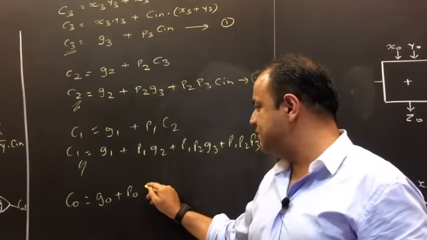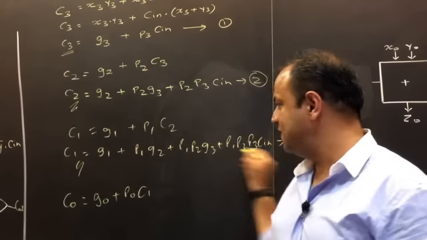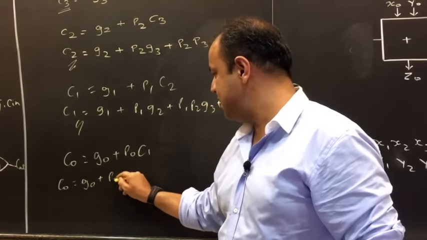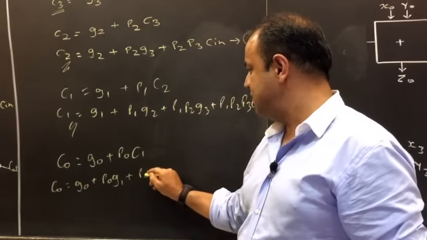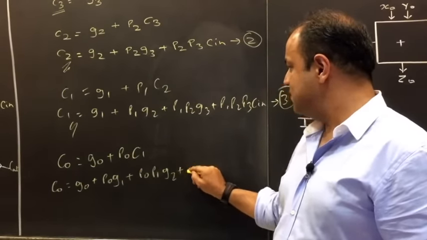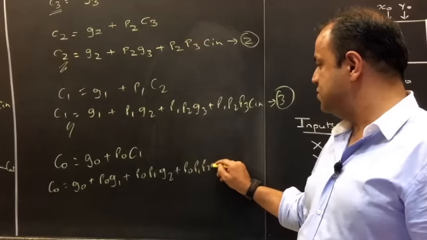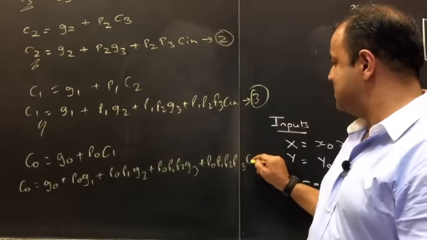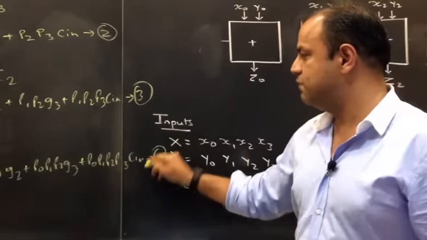G0 plus P0, C1. What is C1? What is C1? This statement. C0 will be G0 plus P0 G1 plus P0 P1 G2 plus P0 P1 P2 G3 plus P0 P1 P2 P3 C in. This is equation number 4.